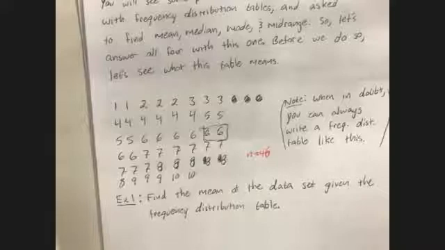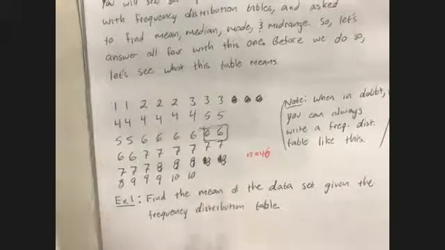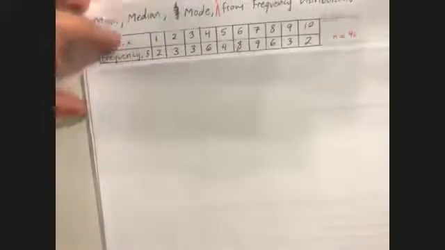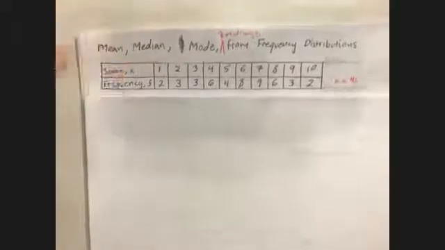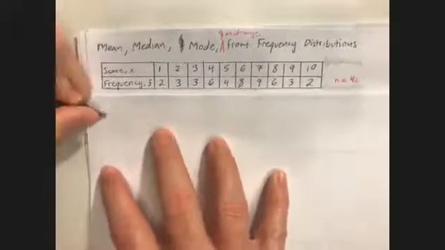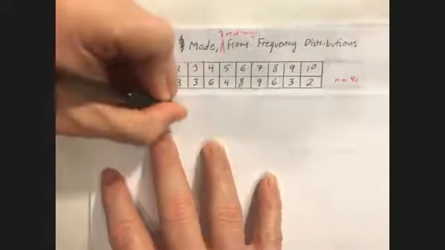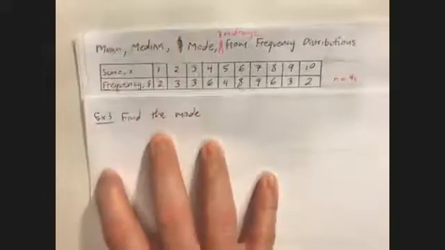All right. The mode is probably the easiest. Actually, the mode and the mid-range are both easy. Okay, example 3. Remember, the mode is the most frequent score.